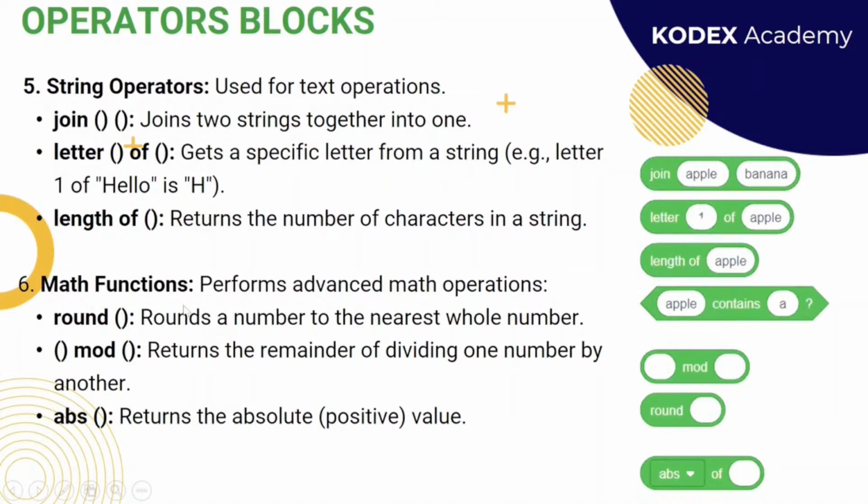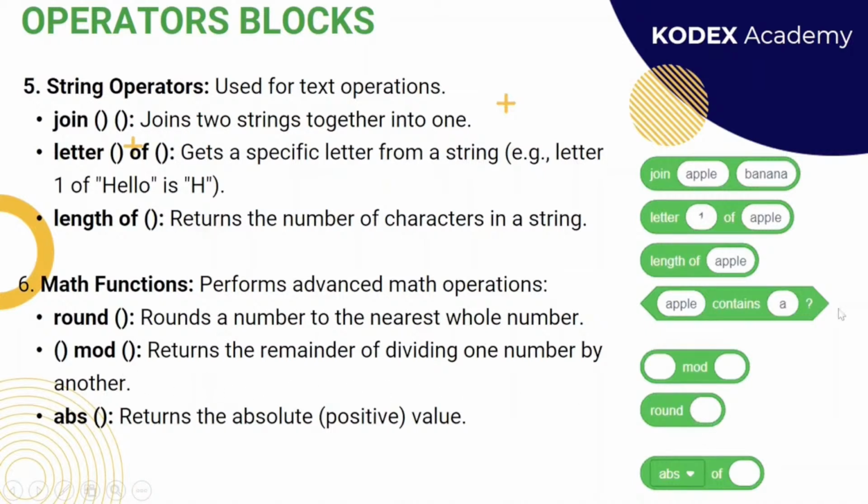Now the next one is math functions. In the previous slide, we discussed the basic mathematical operators. Here we have some advanced math operations. First is round. When you want to round a number, suppose the value is 15.4, what would be the round of 15.4? It's 15. And if the number is 15.6, the round would be 16. So round rounds a number to the nearest whole number. When you want to round a value, you can use this block.